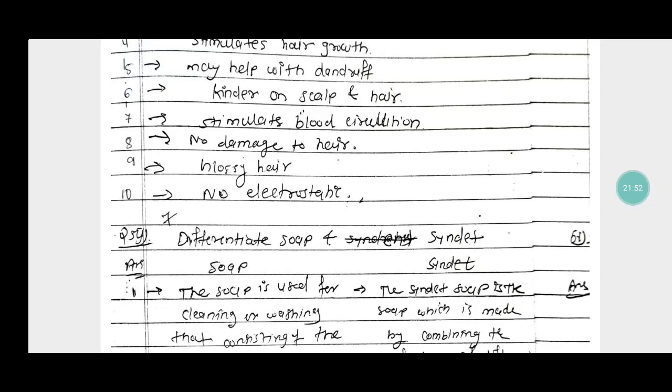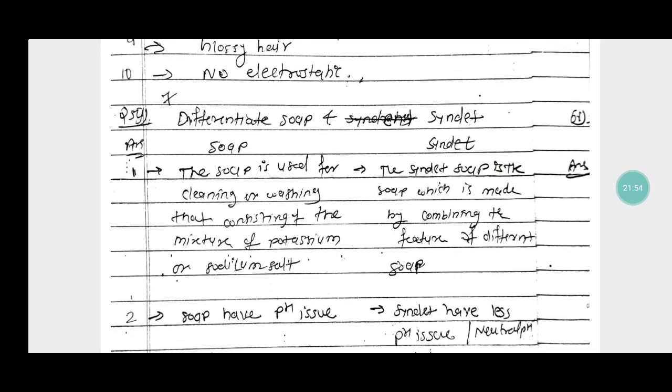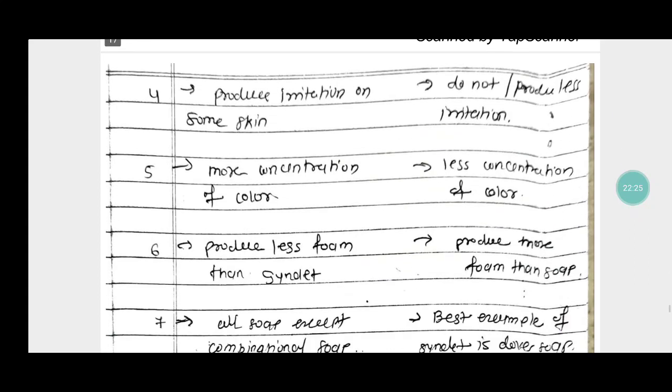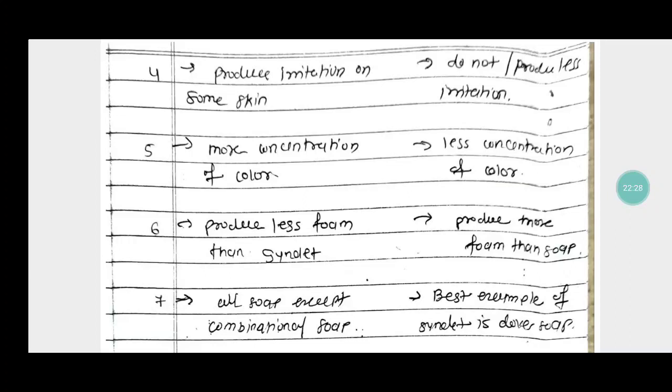So the next question: differentiate between soap and scented soap. Soap is used for cleansing or washing, and has the consistency of a mixture of potassium or sodium salt, whereas scented soap is made by combining the features of different soaps. Soap has pH issues, scented soap has less pH issue and neutral pH. Good appearance but not more than scented. It is good in appearance and produces irritation on some skin.